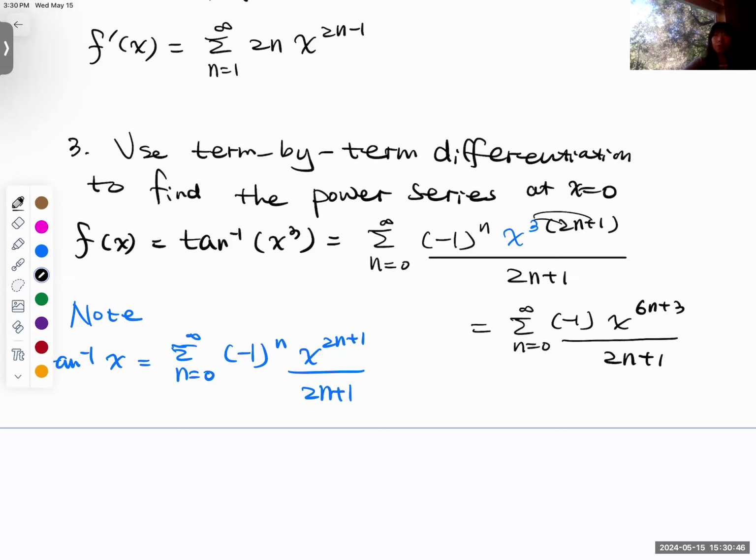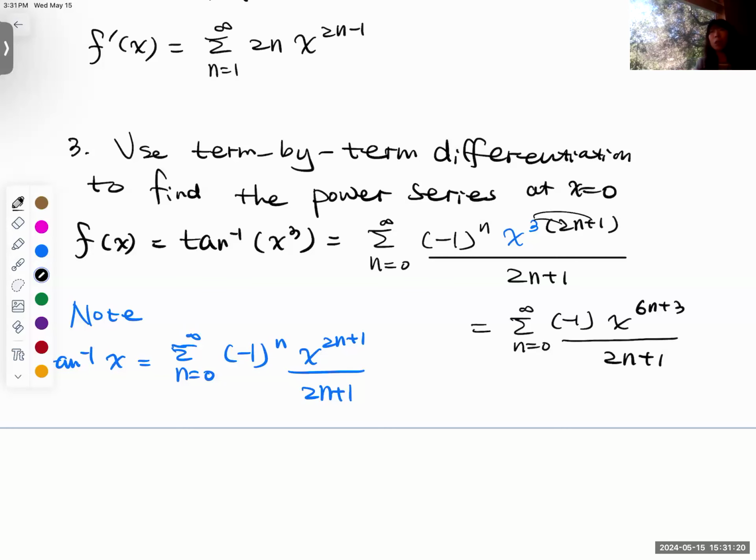Any questions? Please look at the lecture notes on how to differentiate and integrate to find a power series, right? Okay. Let's do one more problem for this one.